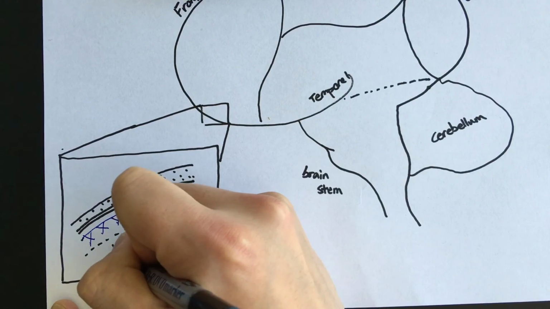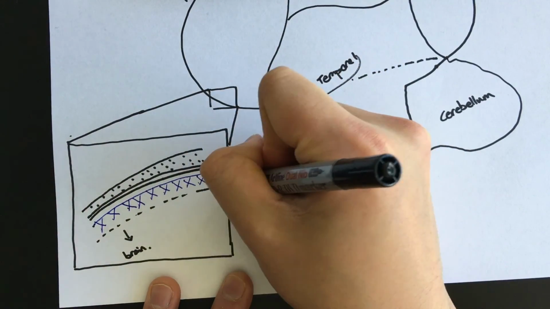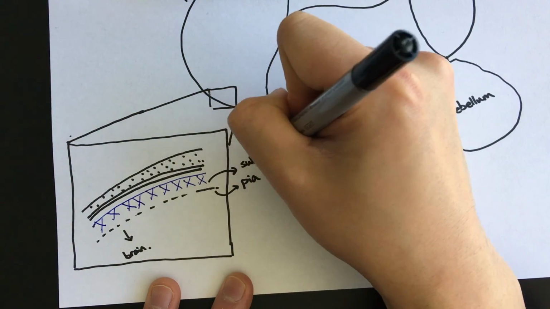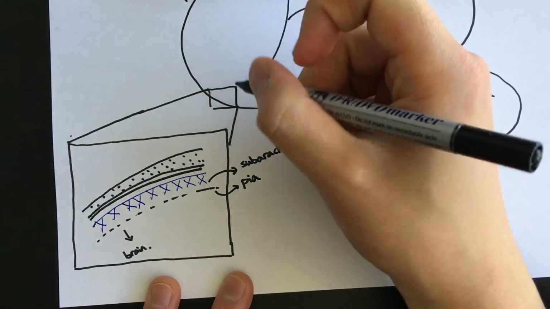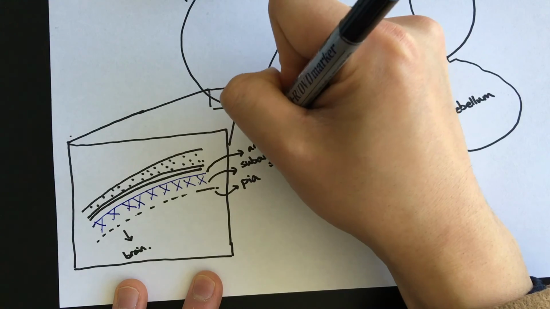The most proximal structure to the brain is our first of 3 meningeal layers, the pia mater. Above this is our subarachnoid space, where we'll find much of the vascular structure supplying the brain. And above this is then our arachnoid mater and our dura mater.